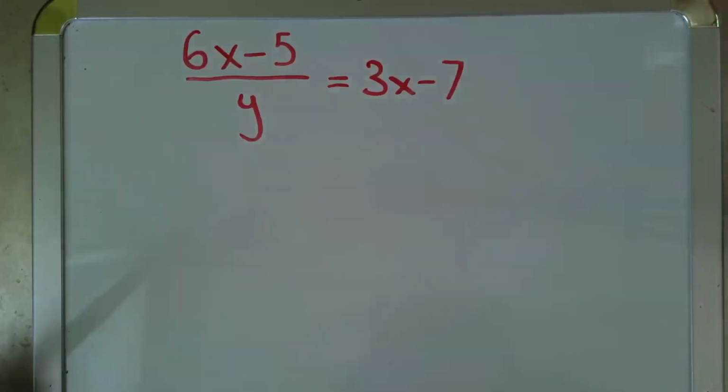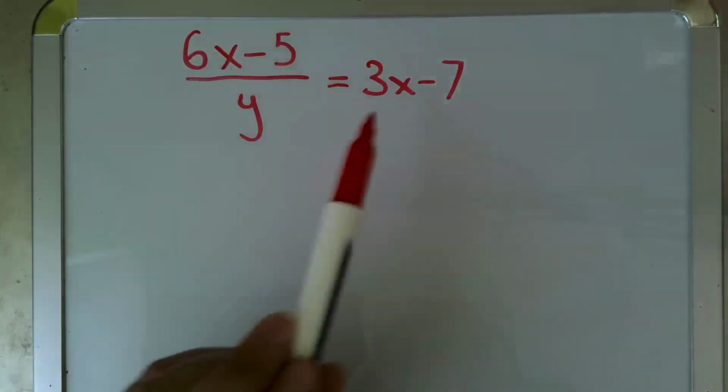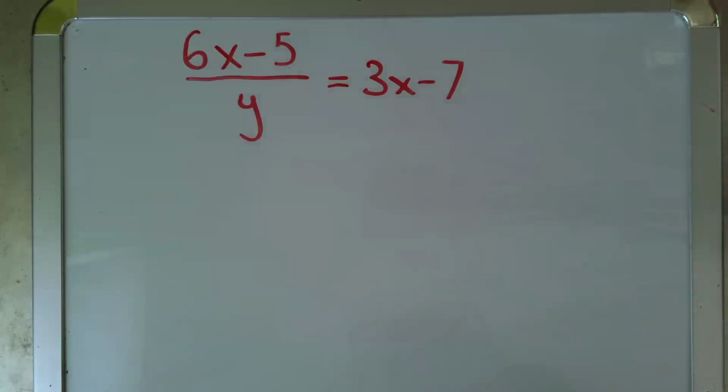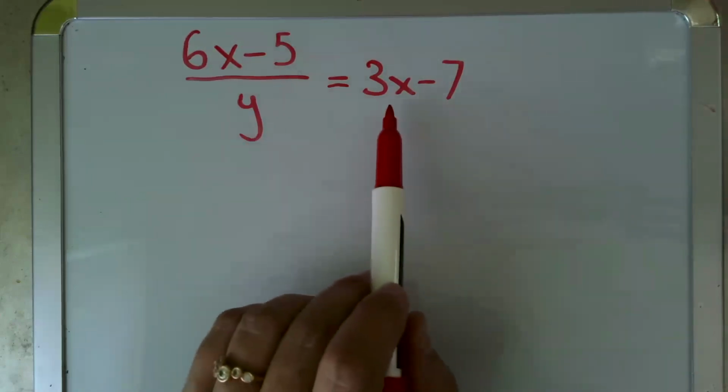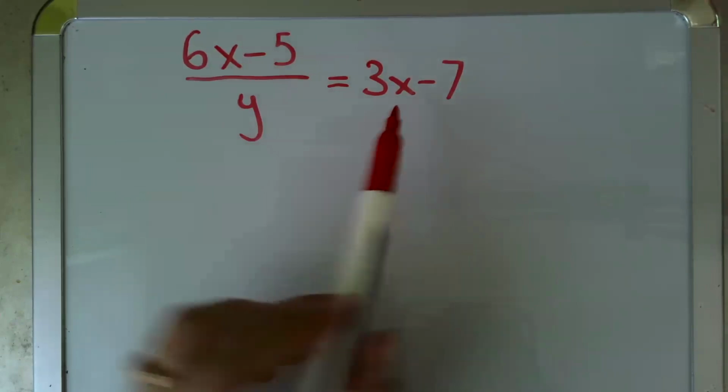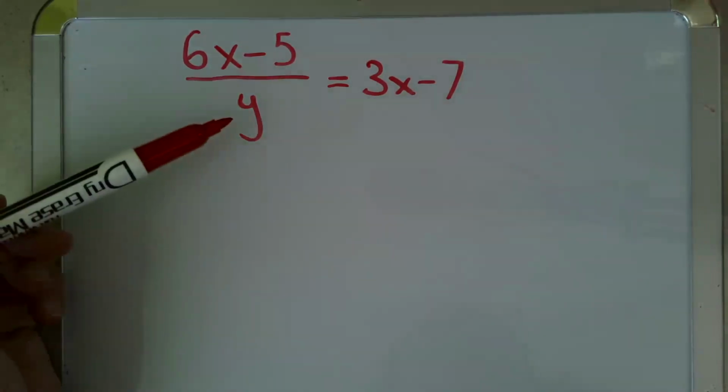Hello. Today we're going to look at solving for x when x appears on both sides of the equation. Let's go. Our goal in this equation will be to get the 6x and the 3x on the same side. However, because we have a divided by y here, we don't start simply by subtracting the 3x. The first thing we want to do is deal with this y.